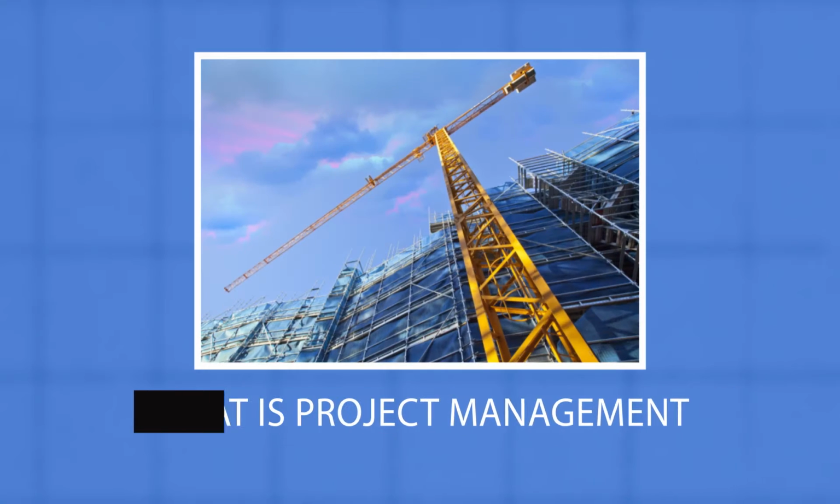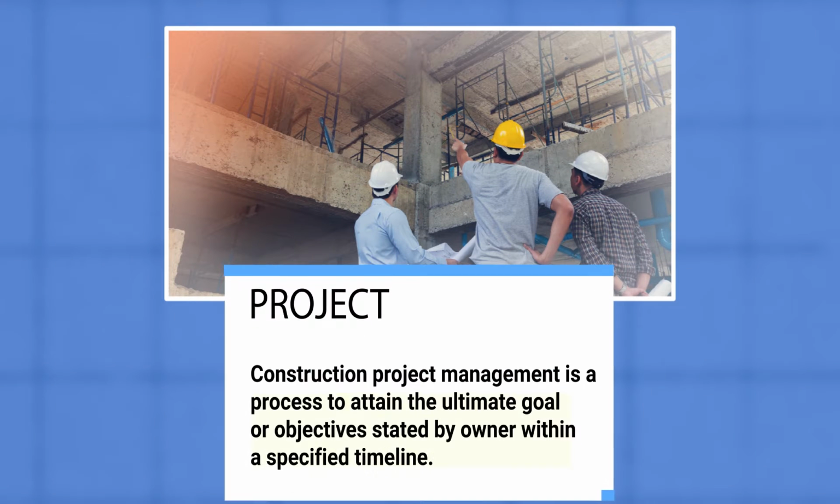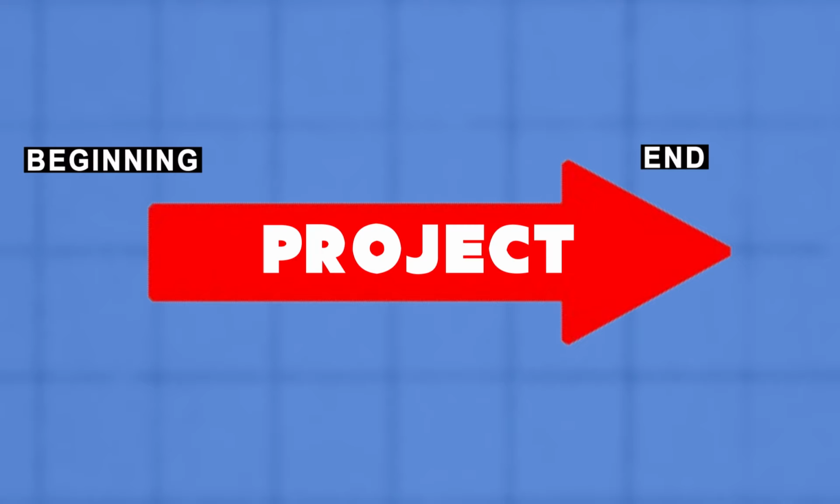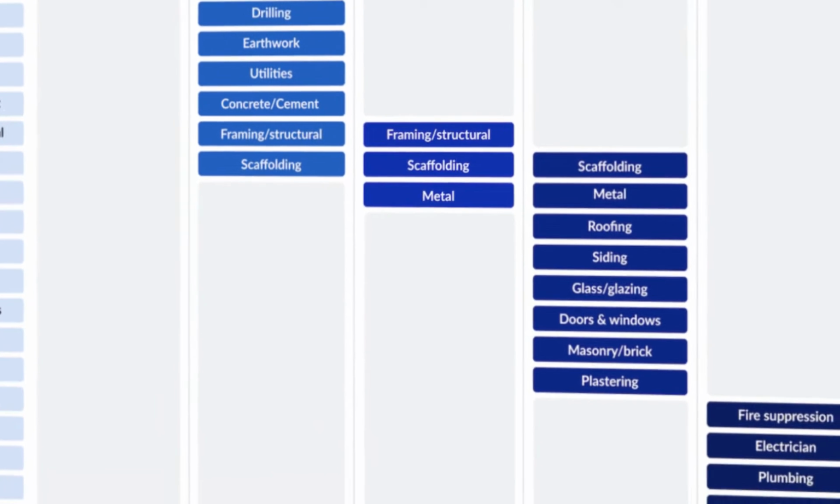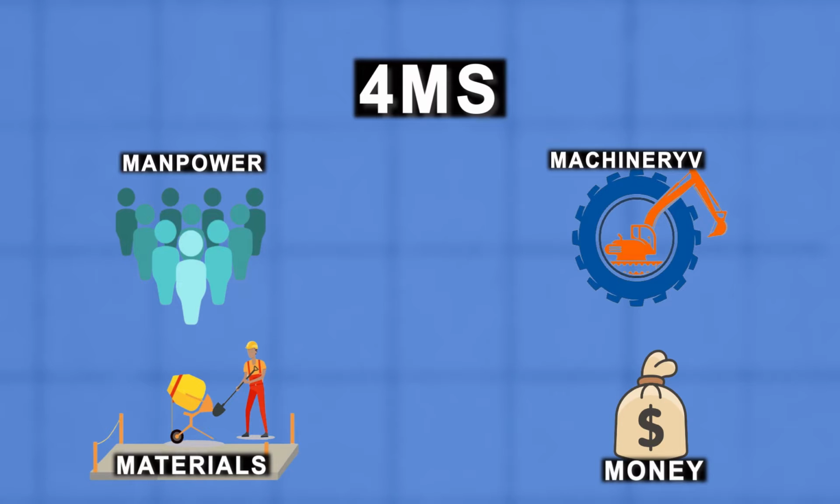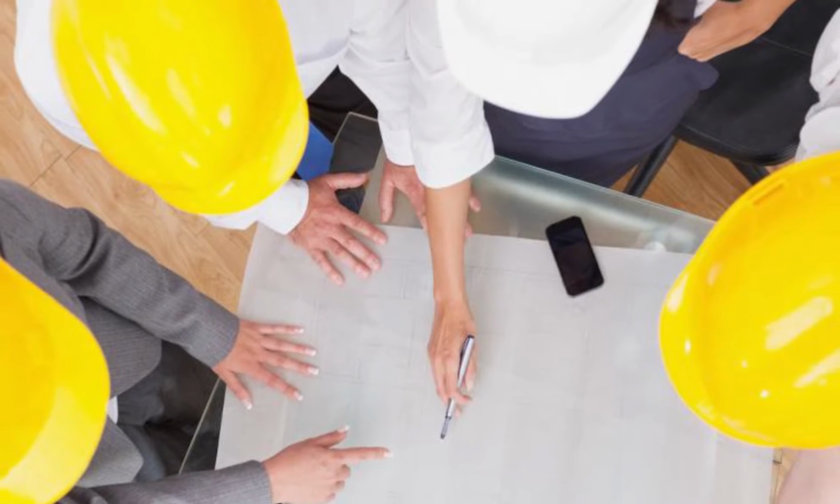What is construction project management? Construction project management is a process to attain the ultimate goal or objectives stated by the owner within a specified timeline. So a project has a defined beginning and end. Specific tasks are performed and resources are consumed, known as the 4Ms: manpower, machinery, materials, and money. As a project progresses, the information about the project increases and the project team learns more about the project.